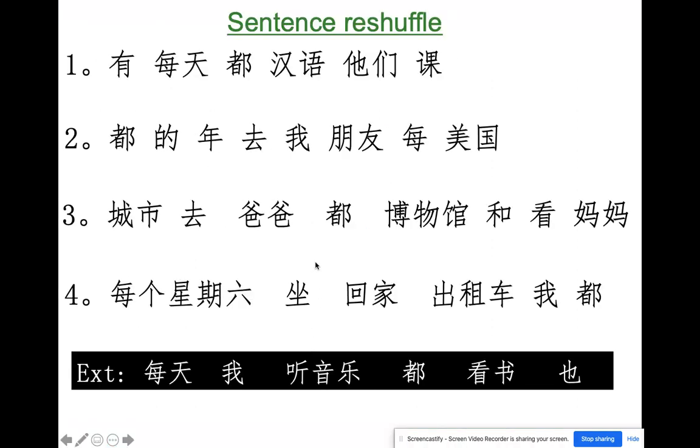Now it's your turn to write down the exercises. You will need to shuffle the sentence, to put the words in the right order. You can pause and write it in your book. Okay, so I'm showing you the first answer now. 他们每天都有汉语课。They have Chinese lessons every day.